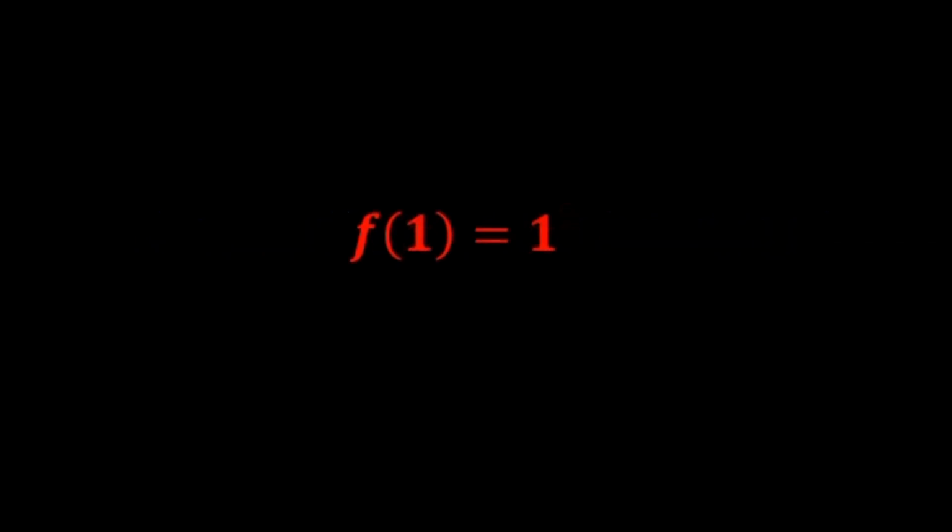F of 1 will be 1 squared, which is 1. F of 2 will be 2 squared, which is 4. F of 15 will be 225.